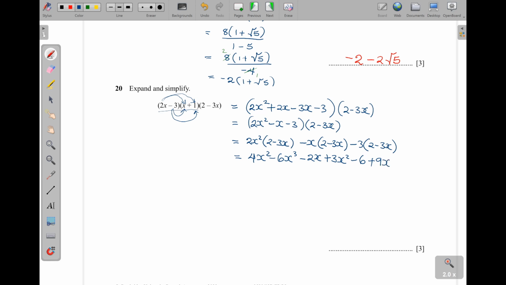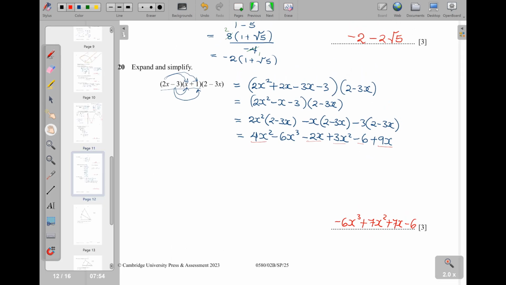And then when we simplify this whole thing, we shall get, in decreasing powers of x, negative 6x cubed. And then x squared, we are having 4 plus 3, that is 7x squared. And then x is this 9x and then minus 2x, that will be a positive 7x. And then there is this minus 6 here. Minus 6. So that is that.